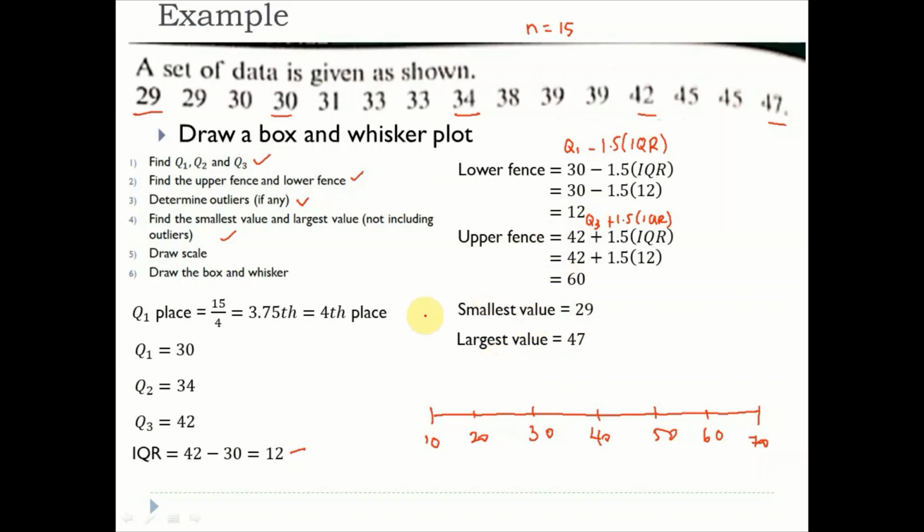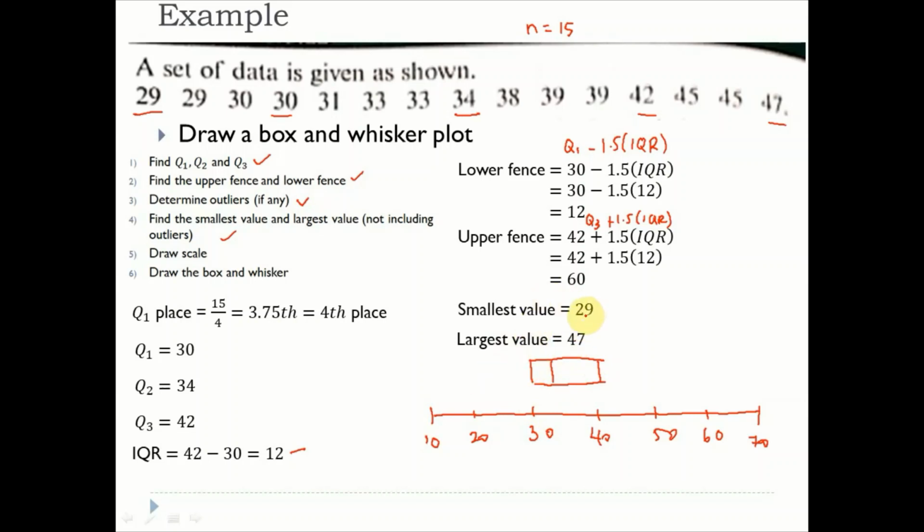Okay, next is we can put our Q2. Q2 is 34, so this is 30, this is 40, 34 is somewhere here. Q2, you akan draw a line like that. Our Q1 is 30, so ni 30, you akan draw a line like that. Our Q3 is 42, ni 40, 42, you akan draw line like that. And then you akan tutup ni. Okay, so dia adalah box you. Okay, ni tak siap lagi.